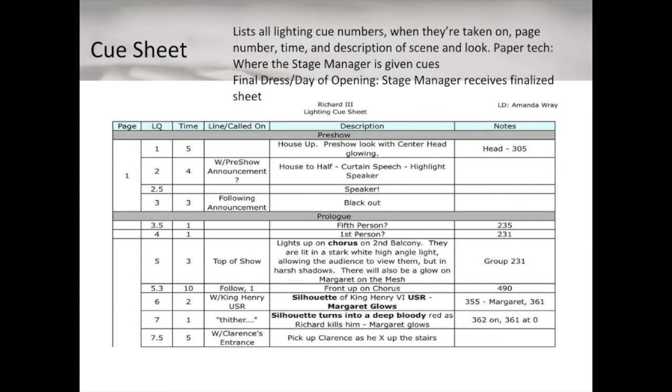And then final dress, the day of opening, the stage manager receives the final sheet. Hopefully not opening, but they just need to update it from any changes that were made the night before. And as you can see, it says the page number, the lighting cue, how long the lighting cue lasts, where it's called, and the description and any notes that they may have.